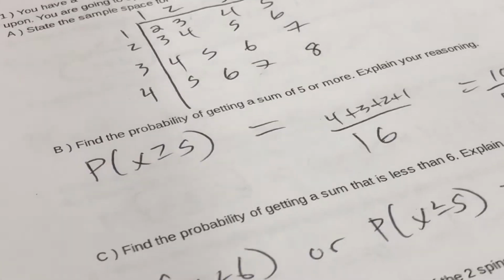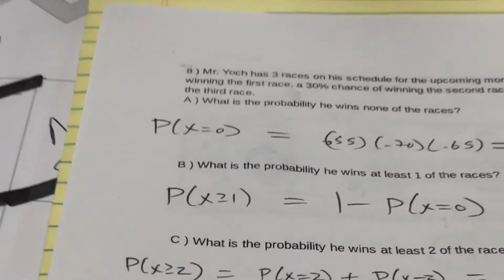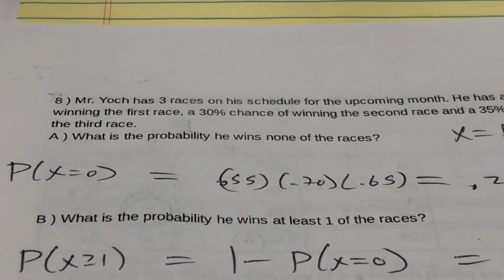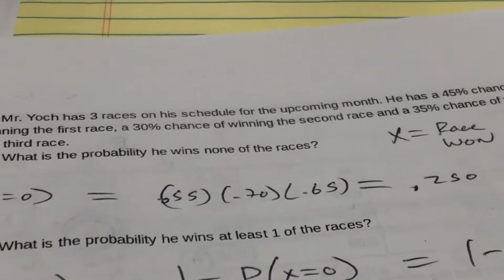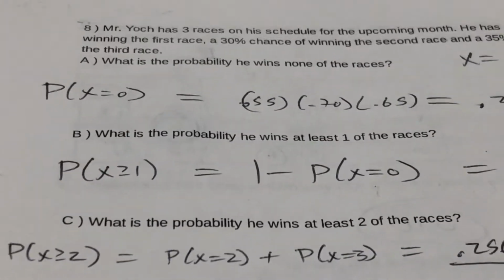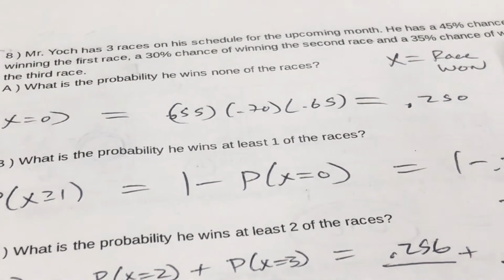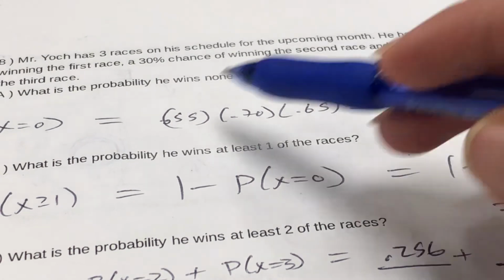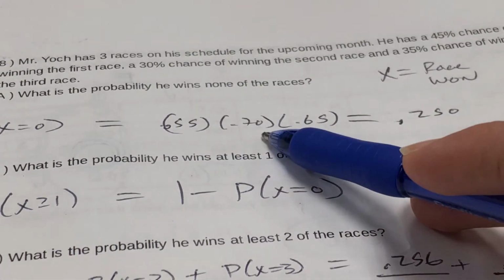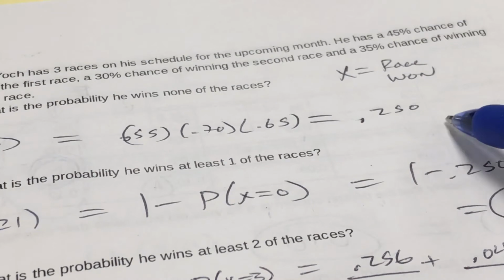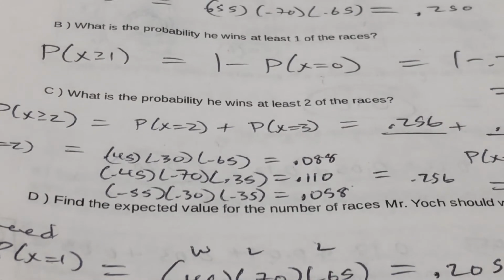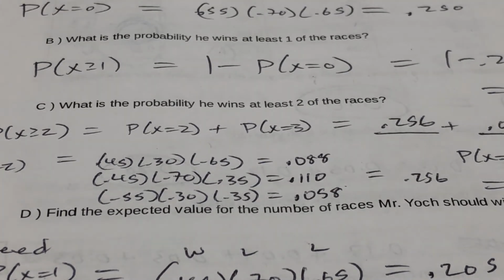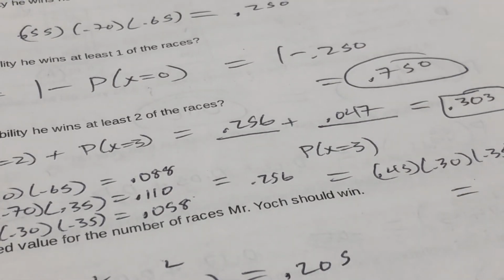All right, and then here we are with the racing. 3 races on the schedule. Let X be races won. It's probability of winning no races. So take that probability of winning a race and do the complement. It's the complement of winning the race, and that's the complement of winning the race. Quarter chance, no races. What's the probability of winning at least 1? The probability that X is greater than or equal to 1 is 1 minus the probability of not winning. There we go.